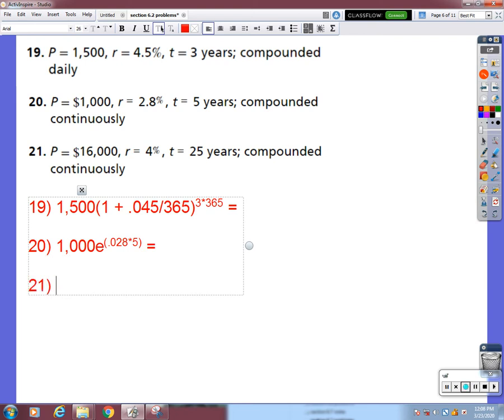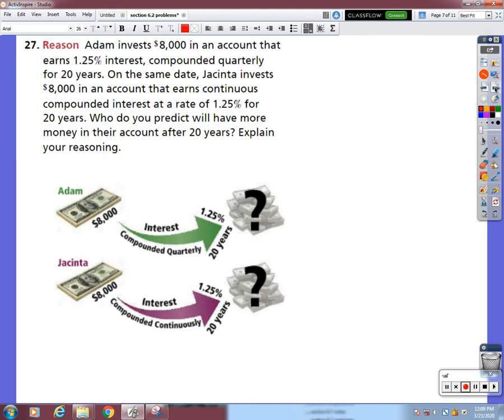And then 21 is $16,000. That's a nice chunk of change. Again, compounded continuously, so we're using E. 4% as a decimal is 0.04, and that's for 25 years. So type that in, and that's how you get your answer there.